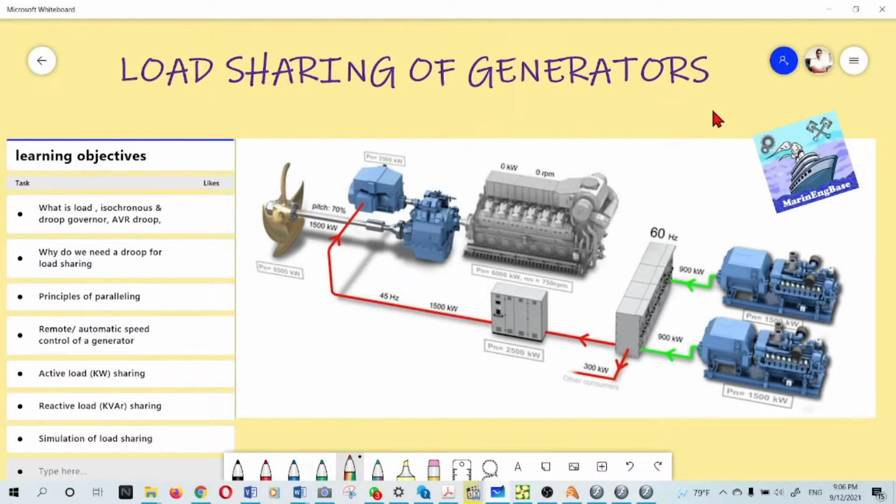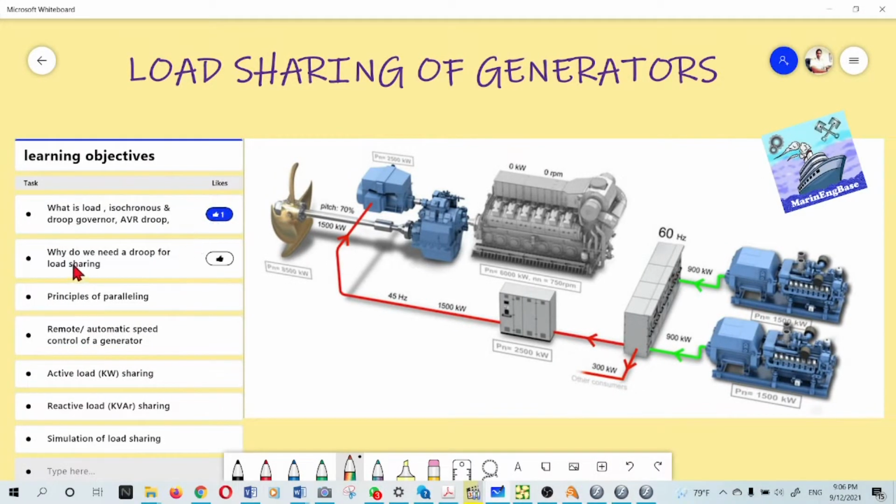Today from MarEngBase we are going to discuss load sharing of generators. As learning objectives, we are going to discuss what is load, and especially for a generator what is load, and isochronous and Droop characteristic of governors, including AVR Droop characteristic. Then why do we need a Droop for load sharing?